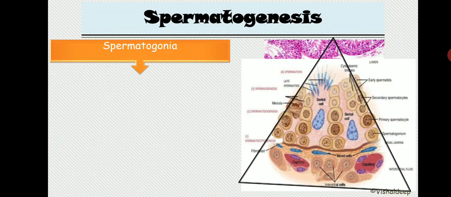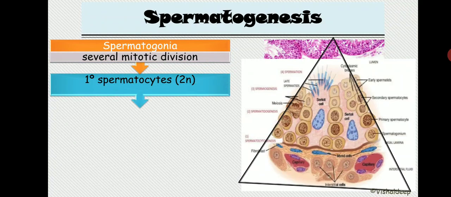Spermatogonia are present over the basal compartment. They will undergo several mitotic divisions and make two types of cell, type A and type B. Type A cells will remain at the basal compartment as germ cells, and type B will eventually enter inside the primary spermatocyte. This is again 2N in structure.